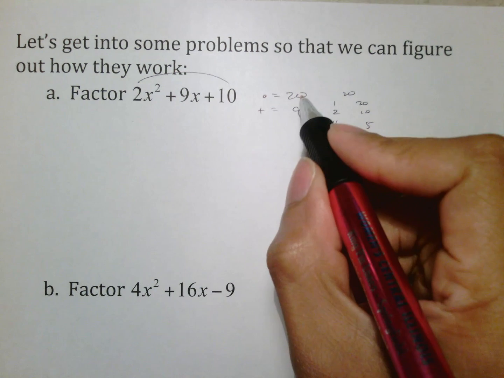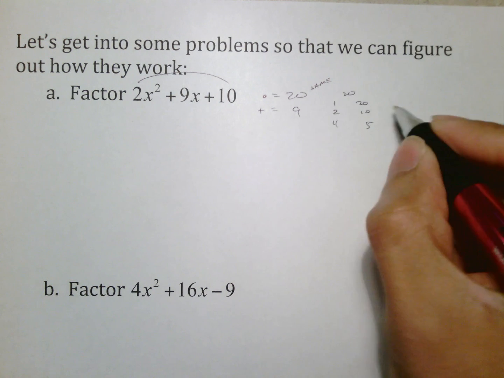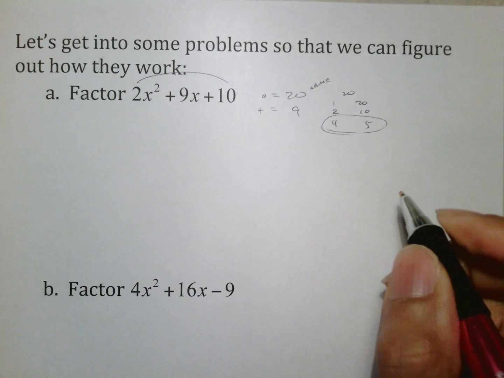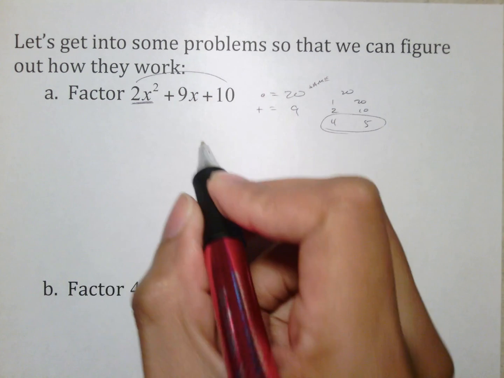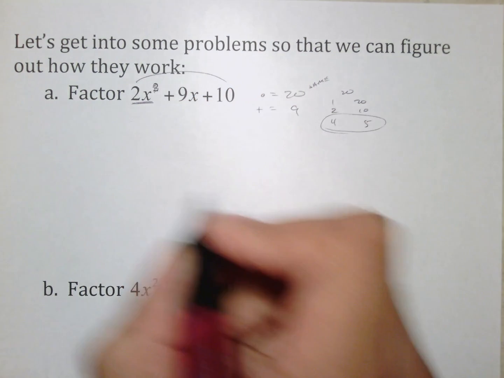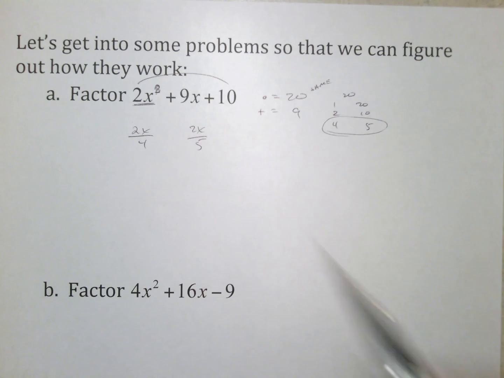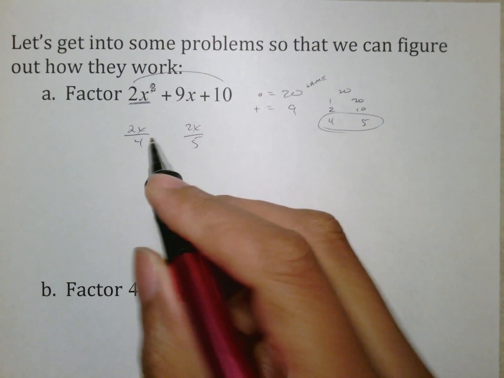Using that idea, the fact that this is a positive 20 means the signs are the same. The fact that this is a positive 9 means everything's positive, and the numbers we are looking for are 4 and 5. The difference today is that we now have a 2x squared, so we kind of ignore the x squared and we simply put 2x over 4 and we put 2x over 5. But that's all we have to do. We take this number and we put it over both of those just like we did yesterday.